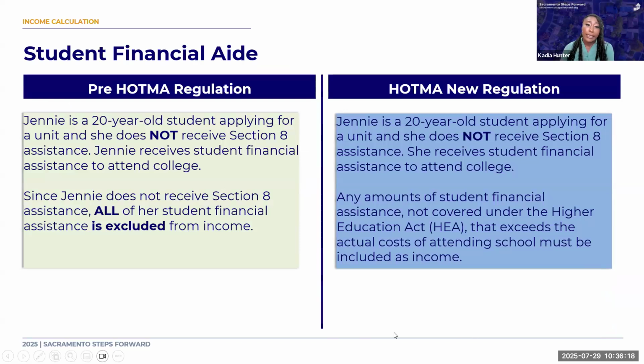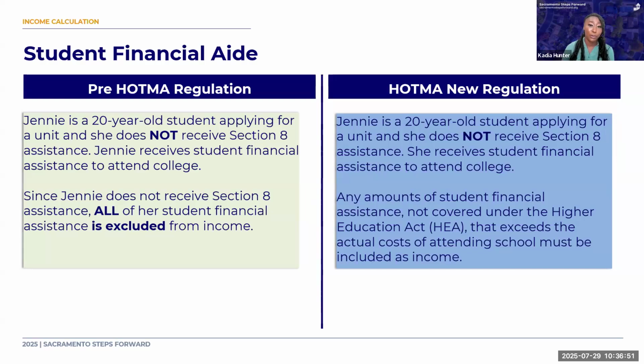All right, so let's bring this to life with a real world comparison. Pre-HOTMA versus new rules for student financial aid using Jenny's case. Pre-HOTMA, Jenny is a 20-year-old student, applies for a unit, not on Section 8, gets financial aid for college. Since no Section 8 is involved, all her aid is excluded from income, no questions asked. Under new HOTMA, it's similar. All aid is still excluded if not on Section 8.